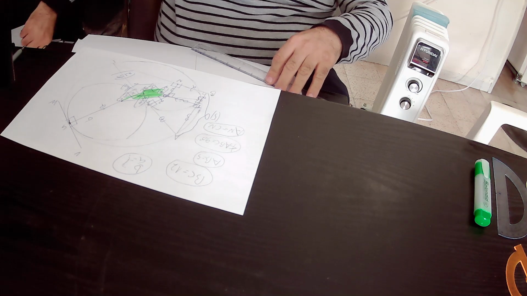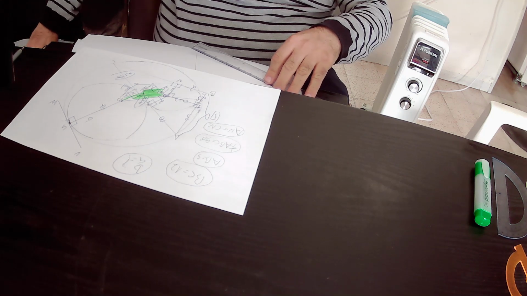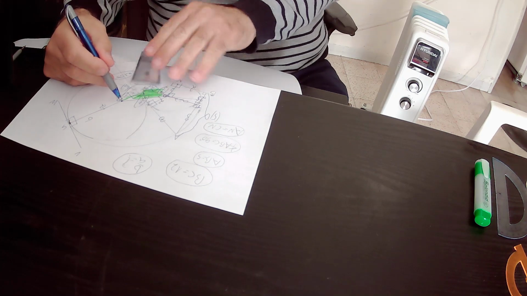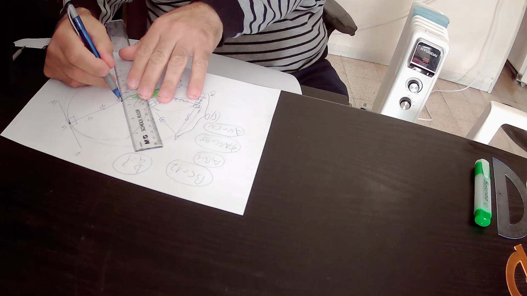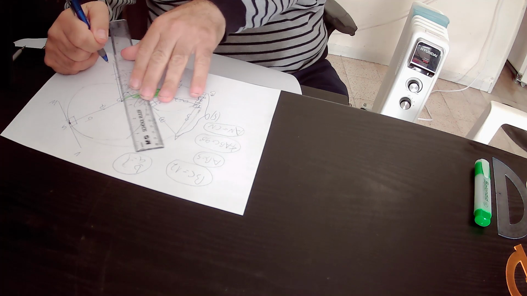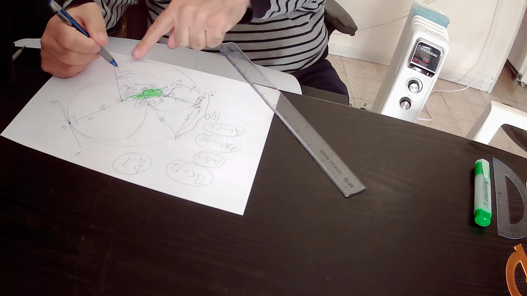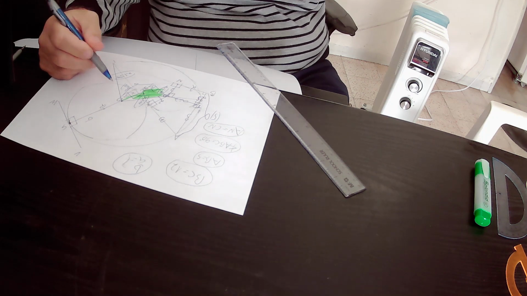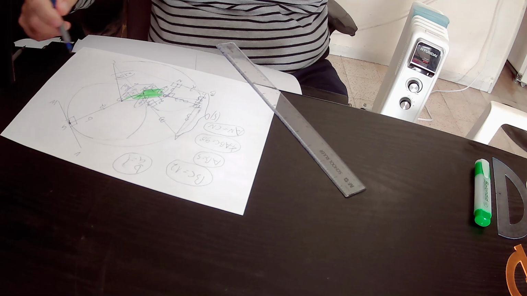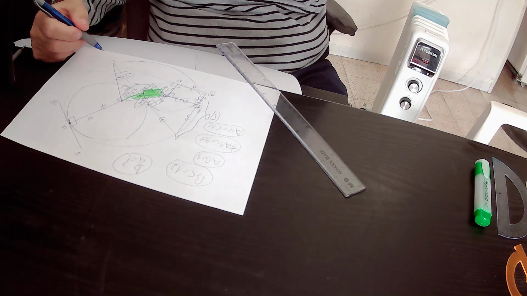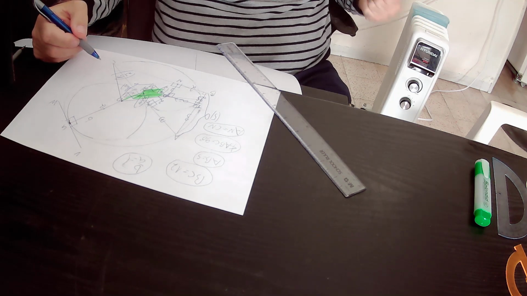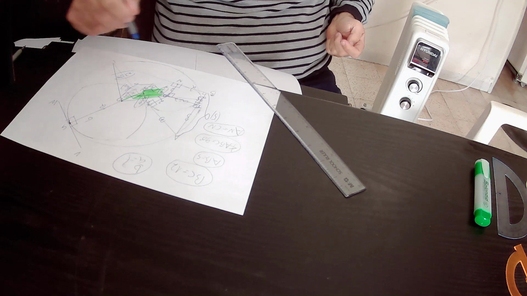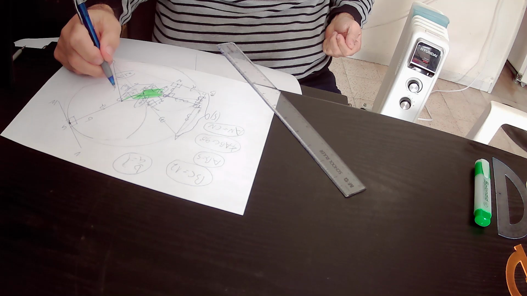In the next step, we'll join points O and C together by a straight line. What is the definition of line segment OC? Line segment OC starts from point O, that is the center of the biggest circle, and goes to point C, that is a point on the biggest circle itself. This is exactly the definition of a radius. So OC is the radius of the biggest circle, that is equal to x.